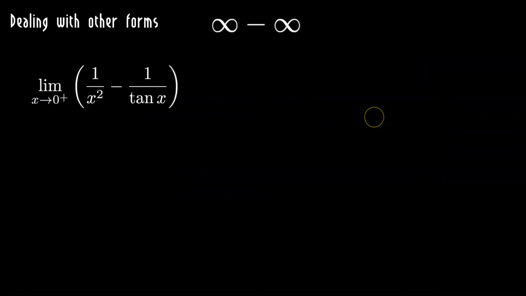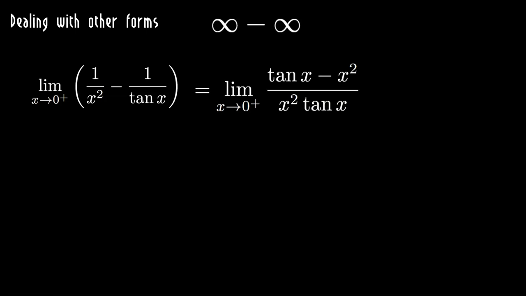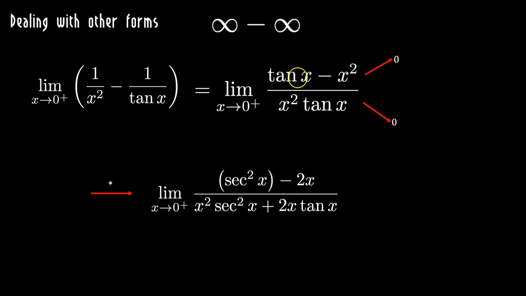What if you have infinity minus infinity? Well, here's an example. You want to try to make it into a fraction. Try to massage it somehow so you can L'Hopital it. This is nice. I've got two fractions. I'll find the common denominator and bring them together. This gives me tan x minus x squared all over x squared times tan x. So I have 0 over 0, I can L'Hopital it, and I get a god-awful mess. I have secant squared x minus 2x all over x squared secant squared x plus 2x tan x.